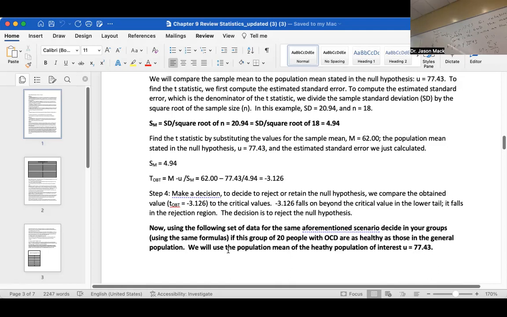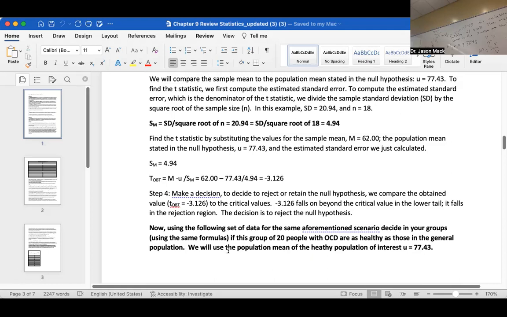That's over here. So what are we going to do? We're going to reject the null hypothesis. It happened to be on this side of our tail. So make a decision. Since it falls beyond the critical value in the lower tail, it falls in the rejection region. Decision is to reject the null hypothesis.